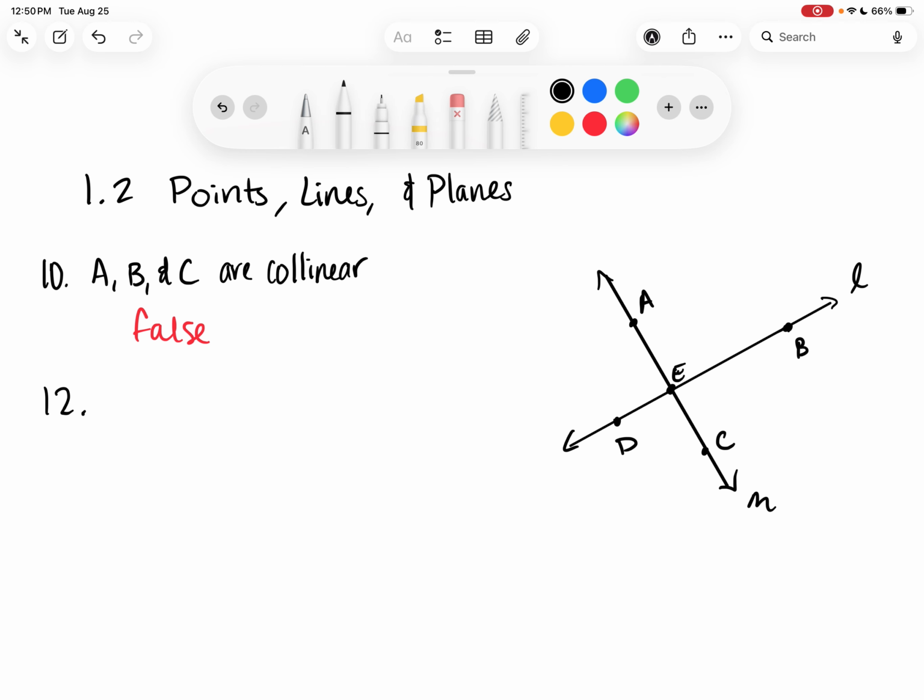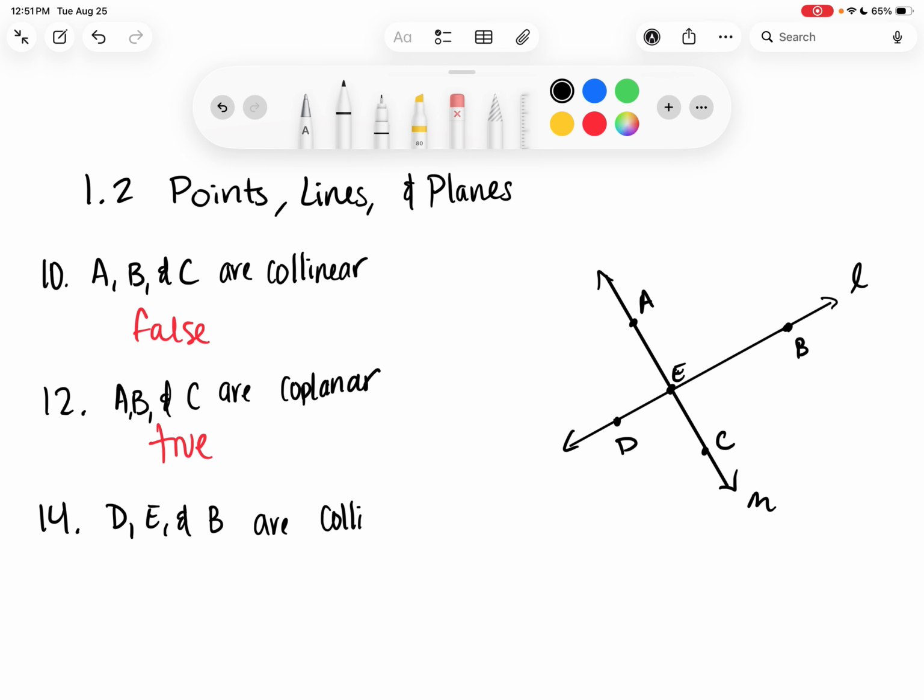12, A, B, and C are coplanar. Yep. So that's just like, obviously there's just two lines just drawn on my paper. So the plane is just the paper. So this would be true. 14, D, E, and B are collinear. Yep. So they're all on the same line. So this one would be true.